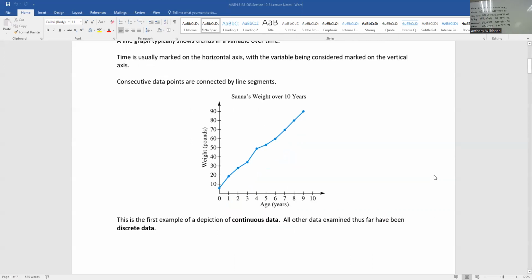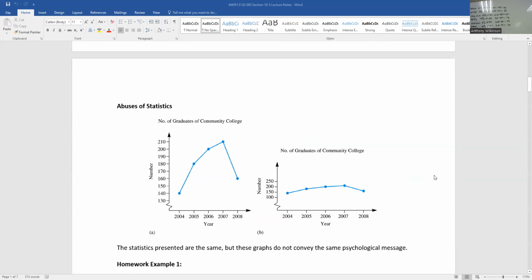All right, now on the next page are just some abuses of statistics. One of the abuses could be something like this, where the graph does not convey the same message, like the one on the left, the number of graduates of a community college. Here, you can see that it is increasing from 2004 up to 2007. And then in 2008, there was a sharp drop in the number of students that graduate out of that community college.